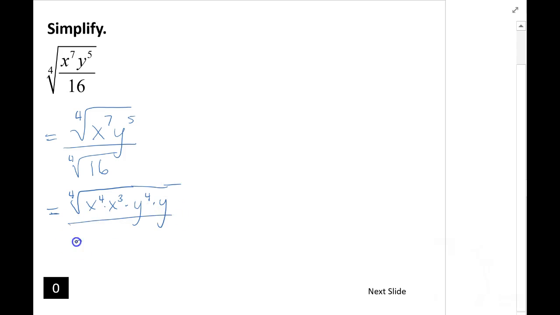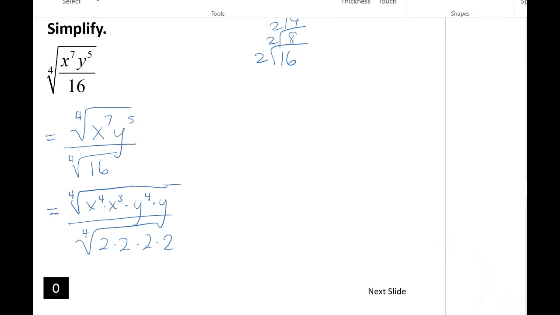Okay, now on the bottom, I can break down the 16 into 2 times 2 times 2 times 2. And again, if you need to do a birthday cake to help remind yourself, then go ahead and do that. But these are a bit smaller numbers, so they're easier to recognize the prime factors. So now I've got one group of 4 here, one group of 4 here, and then on the bottom, I got a whole group of 4 and nothing left over.